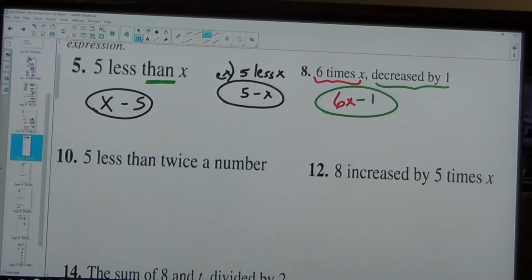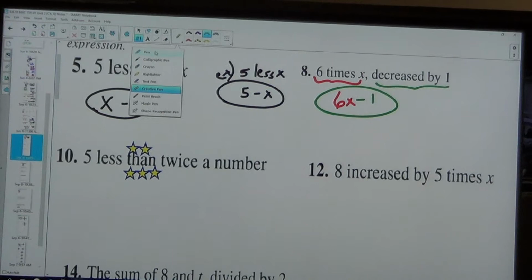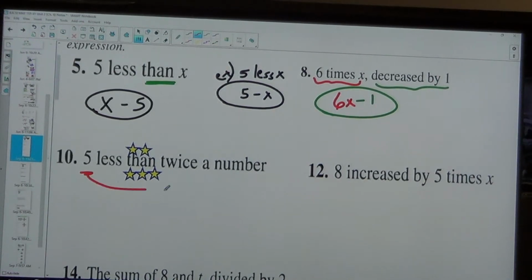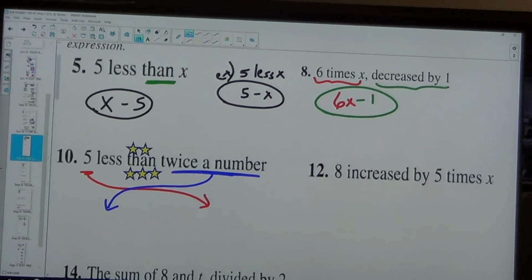Okay. 5 less than twice the number. So we hear bells going off in our head. 2x. So that means whatever's written at the front goes to the back, and whatever's written at the back goes to the front. So it's going to be 2x minus 5.